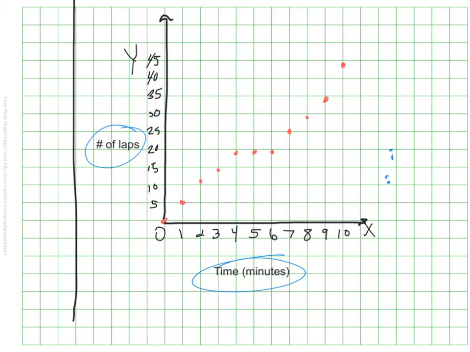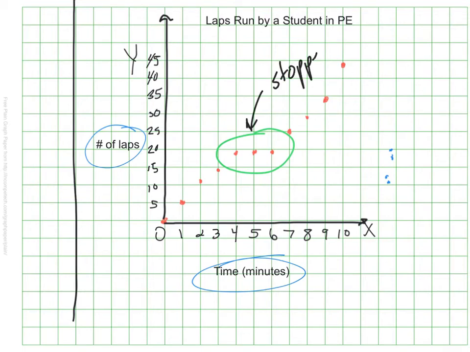I'm going to start by looking at the graph here. In this part of the graph, the dots are staying the same. What do we think happened here when there was no change in the number of laps? It seems as though this is showing us that the student stopped for a period of time, right? They did not increase the number of laps that they ran, so they seem to be just stuck at 18.